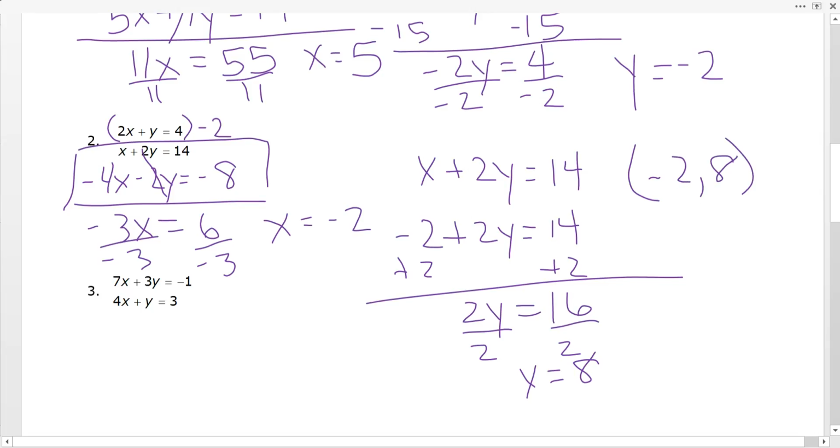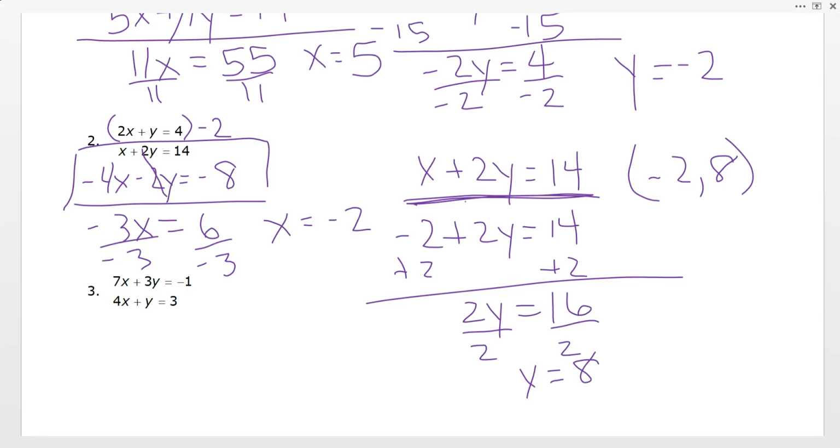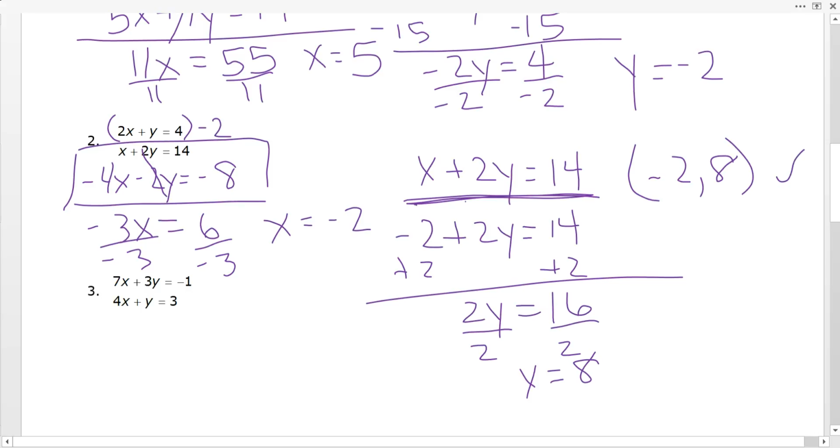And I'll look at this one first. So I have negative 2 plus 2 times 8, which is 16. So negative 2 plus 16 is 14. Go back to the first equation. 2 times negative 2 is negative 4. Negative 4 plus 8 is 4. So it checks out for both of my equations.